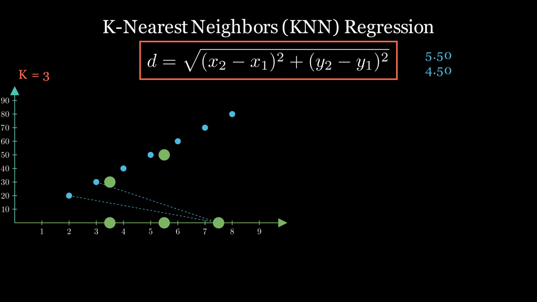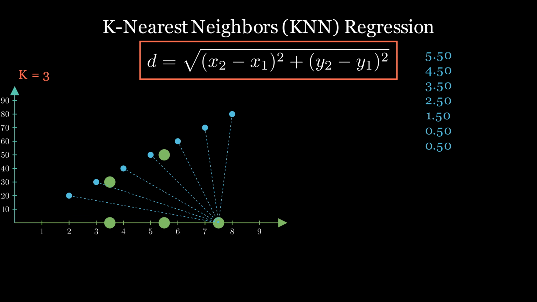Let's predict the target value for the test point at x equals 7.5. We start by calculating the Euclidean distance between this point and all training points. Next, we select the k nearest neighbors. Here, k is 3, so we choose the 3 closest points. The predicted target value is the average of the target values of the nearest neighbors. For this test point, the predicted value is 70.00.